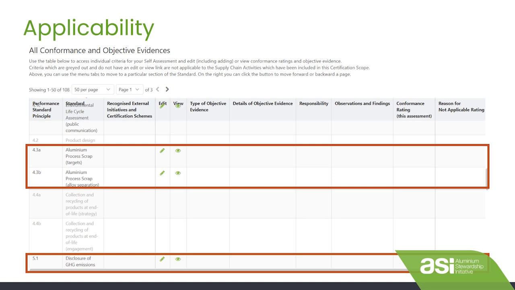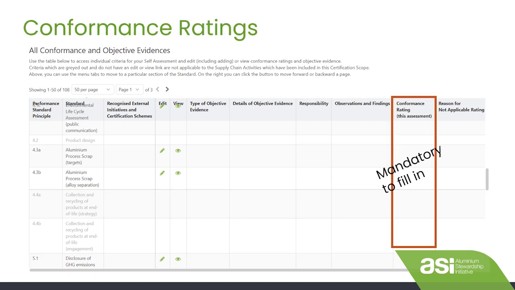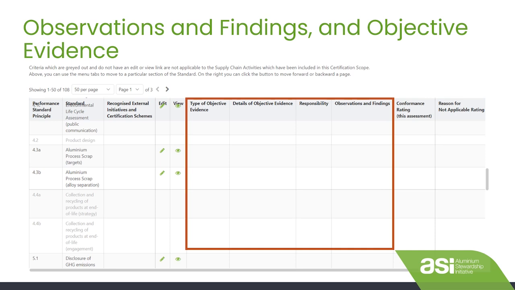The conformance rating for each applicable criteria, conformance, minor non-conformance, or major non-conformance, must be filled out prior to the self-assessment being submitted to the auditor for the audit. If a member chooses not to use Elementor for conformance evaluation and objective evidence, they must find another way to get that material to their auditors. Auditors, however, are required to use Elementor for their reporting, so there are significant efficiencies gained throughout the audit process when members submit their full self-assessment in Elementor.